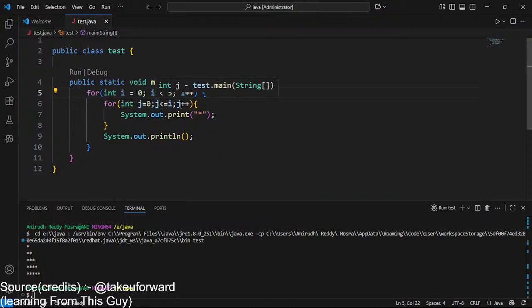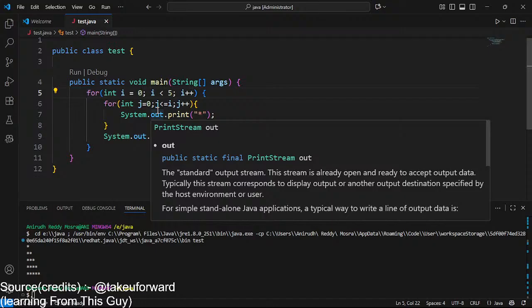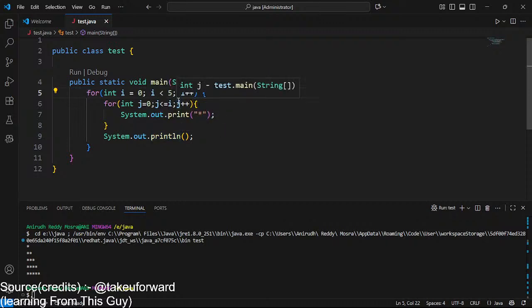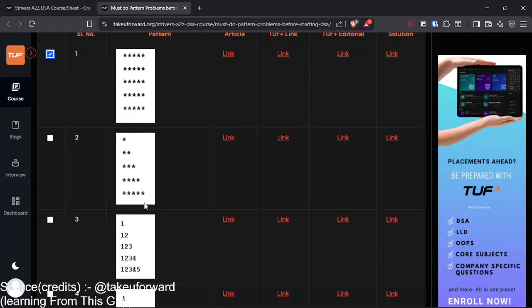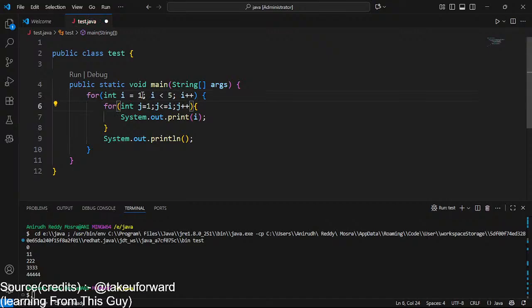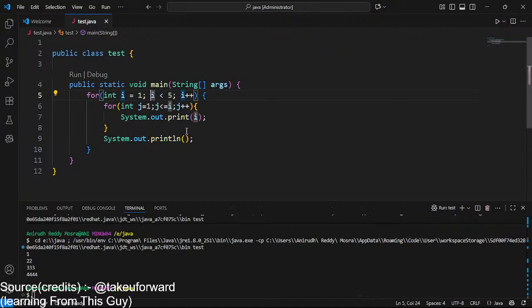Then prints 1. So it just plus. Yes, after plus it just comes to next line. Oh shit. It's only one. Oh shit.